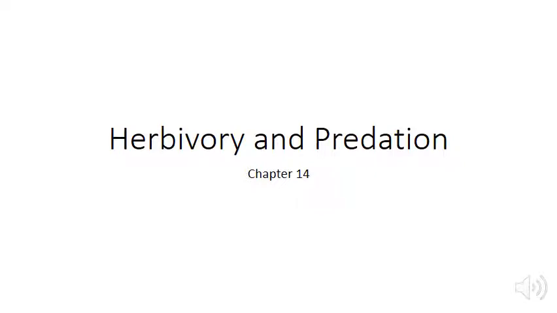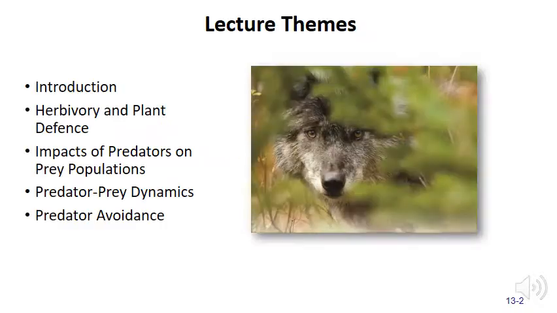So this lecture is all about herbivory and predation, so the content of chapter 14 in your textbooks. Just to give an overview of the general themes of the lecture, first of all I'll introduce what herbivory and predation are. Then I'll talk in more detail about herbivory and plant defences, so some of the ways that plants evade grazers and other herbivores. Then I'll talk about impacts of predators on prey populations, so some of the dynamics between predator and prey. And then finally I'll look at predator avoidance, so some of the strategies that organisms use to avoid predation.